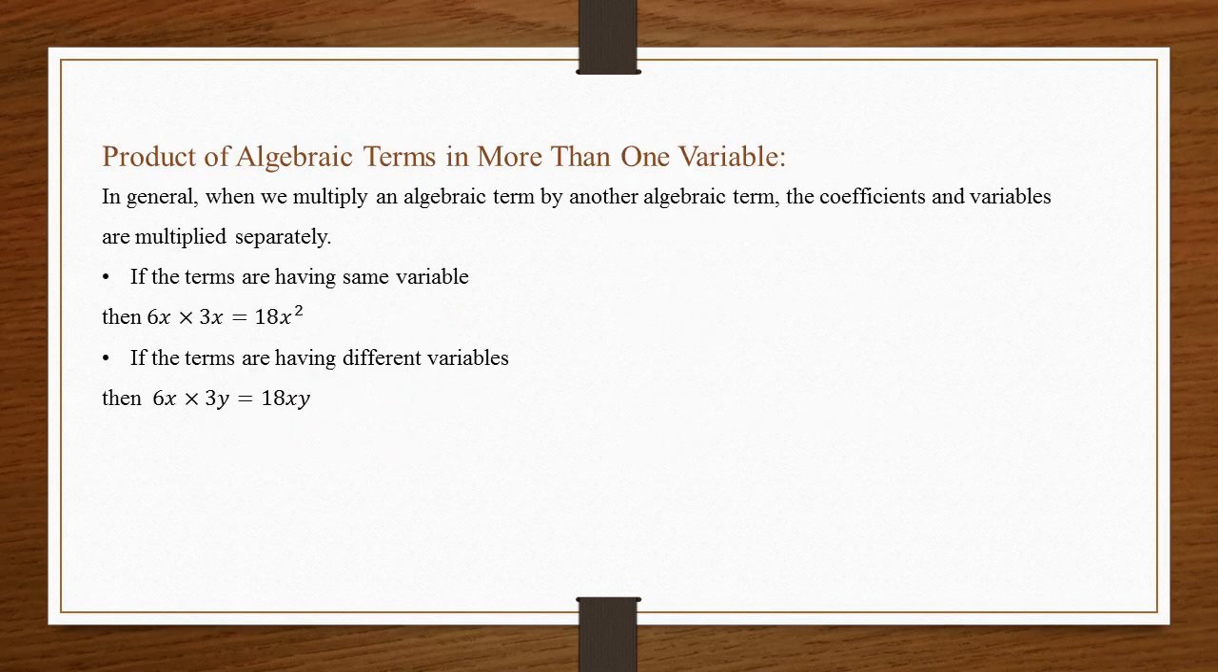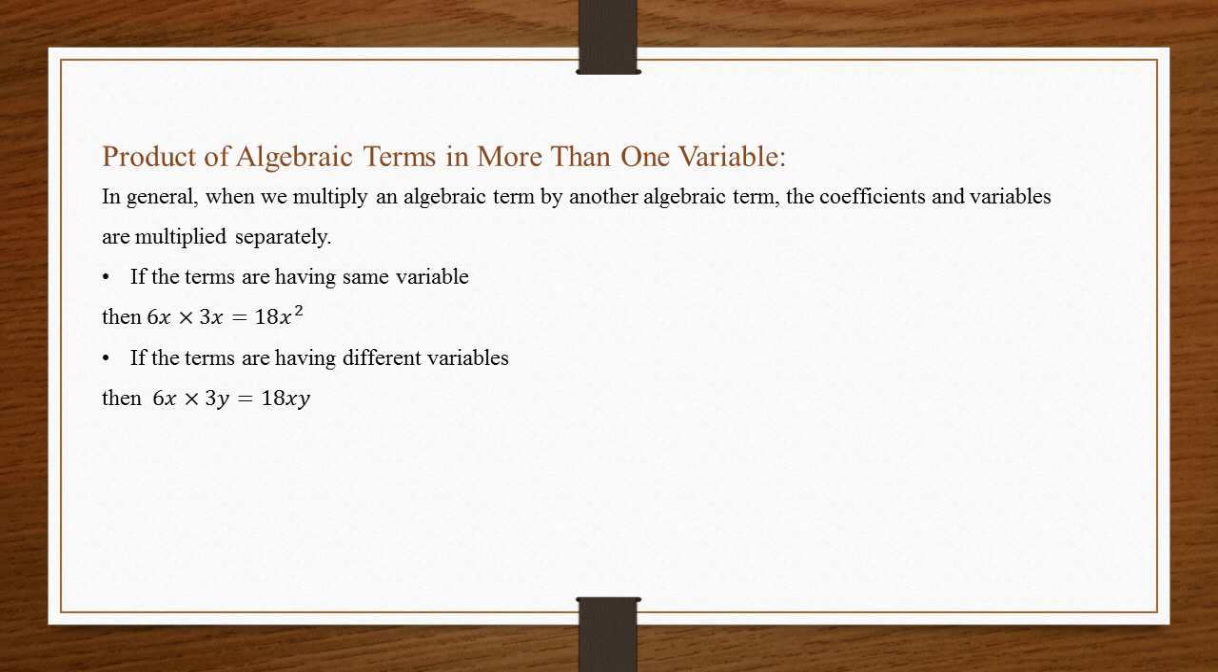Now that we are aware of the mathematical terms, we should know how to multiply algebraic terms with more than one variable. In the previous topic we discussed the product of algebraic terms of the same variable, meaning x with x or y with y, but here we will do the product of different variables, x with y or y with z or x with z. Basically, how do we multiply?